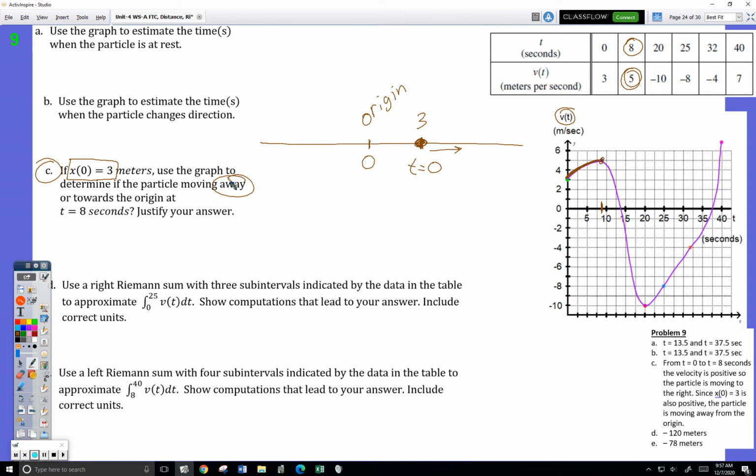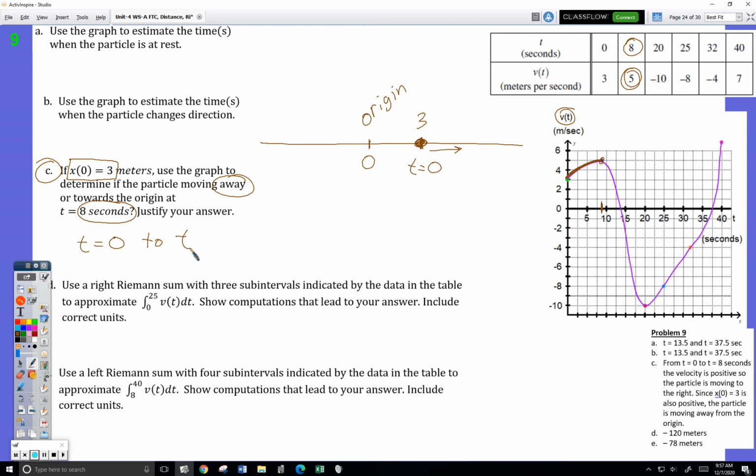So, at time equals 0, is the particle on the right or left side of the origin? On the right. Does that feel good? Okay. From time 0 until time 8, is the velocity always positive, always negative, or kind of both? Oh, it's positive. So for those 8 seconds from time 0 to time 8, which way is the particle moving? It's moving right.